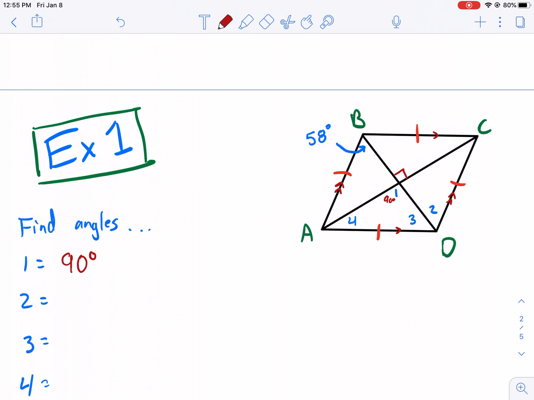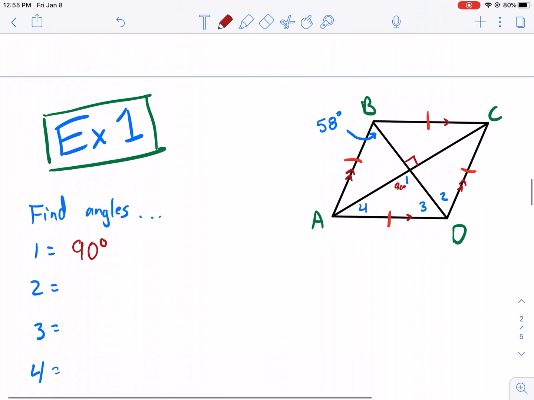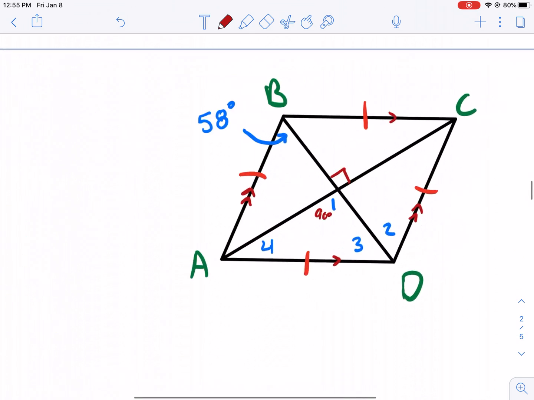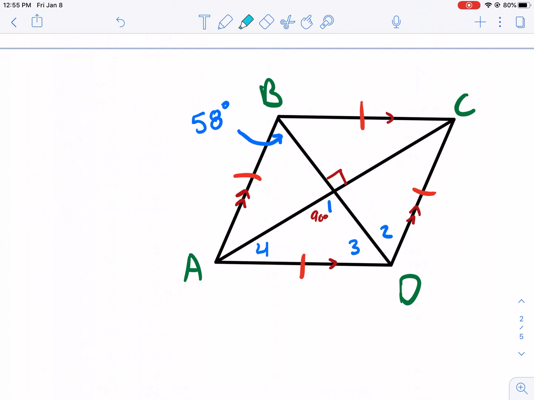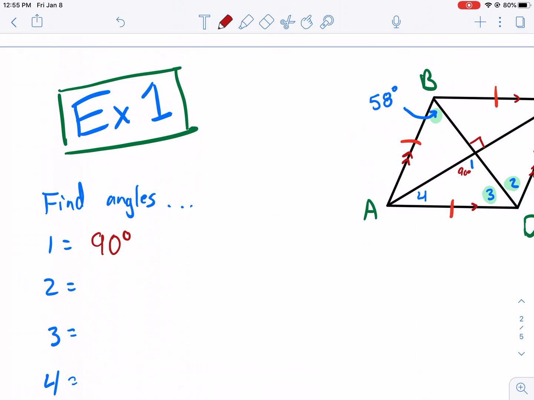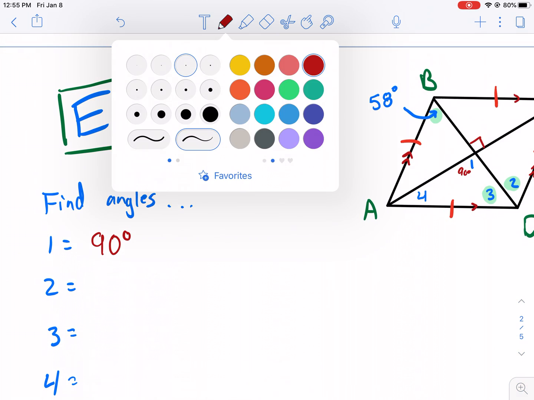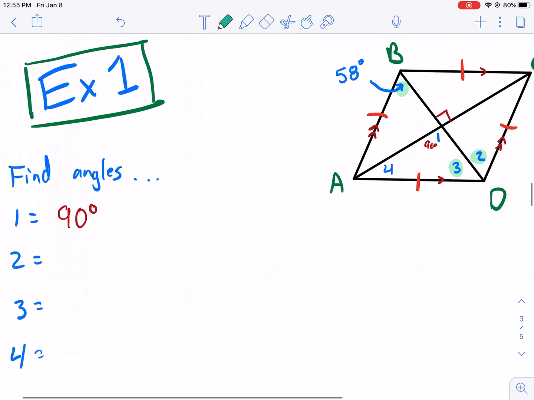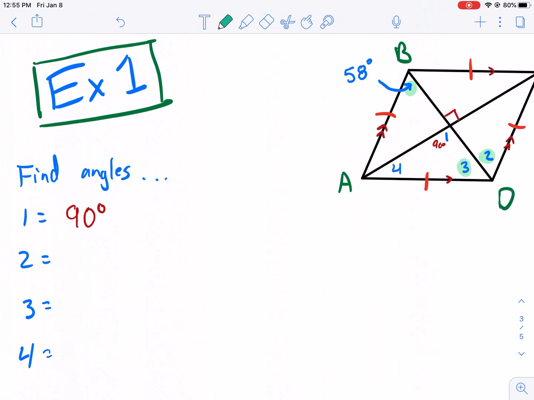Okay. Now, what's the other one we know? Well, we know 2 and 3. 2 and 3 are going to be the same as each other because the diagonals bisect the vertices. So we know 3 is going to be congruent to 2, but we also know it's going to be equal to 58, okay? Because it's the same on both sides. Opposite angles are equal based on it being a parallelogram, okay? So this is also 58 and 58 here. So we know 2 and 3 are both 58 apiece.